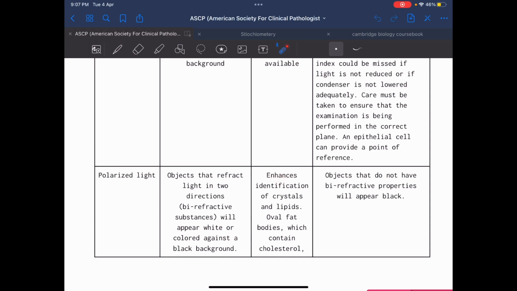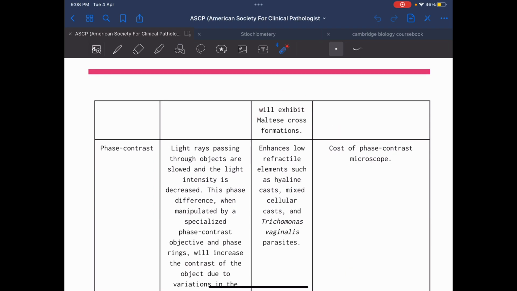And it enhances the identification of crystals and lipids. Oval fat bodies which contain cholesterol that don't have a birefractive properties will appear black. So the object should have birefractive properties, otherwise it will appear black. It will exhibit Maltese cross formation. It is like the body like this and it will show cross like this. This is called Maltese cross formation.